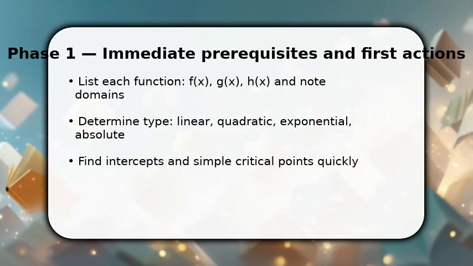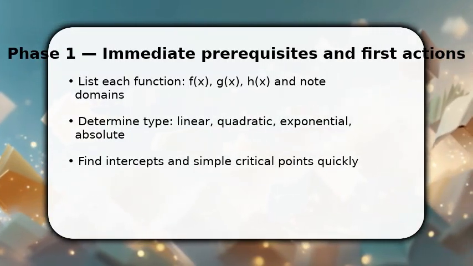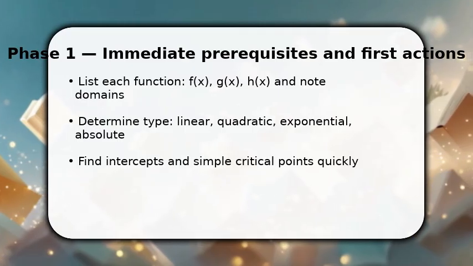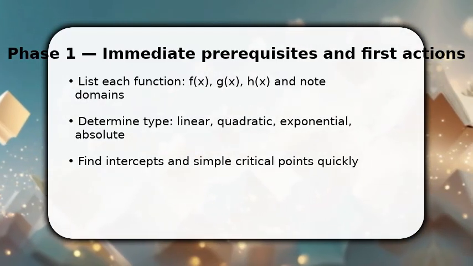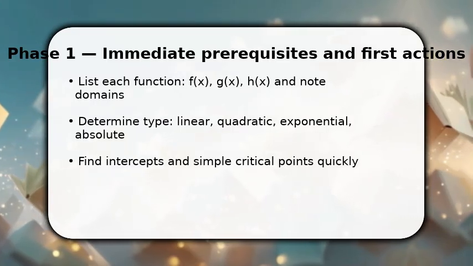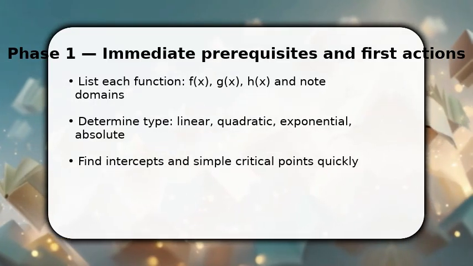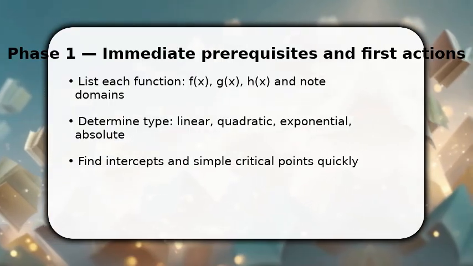You begin by listing the functions and their domains so you know what you can and cannot plot. Next, identify the type: linear, quadratic, exponential, absolute, because each has predictable shapes. Once done, compute intercepts and any obvious critical points. These are your anchor marks.